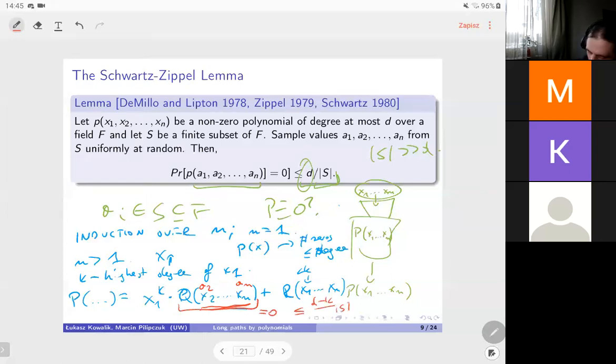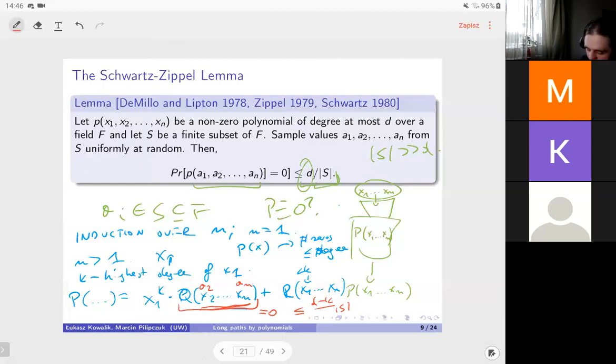Because the degree here is at most d minus k, since I have x1 to the k up front, the degree is smaller, so I can use induction. I can use induction because there are fewer variables there. So the probability is smaller than (d minus k) over S, and d minus k comes from the degree being d minus k. So this is zero with the probability up there, okay?